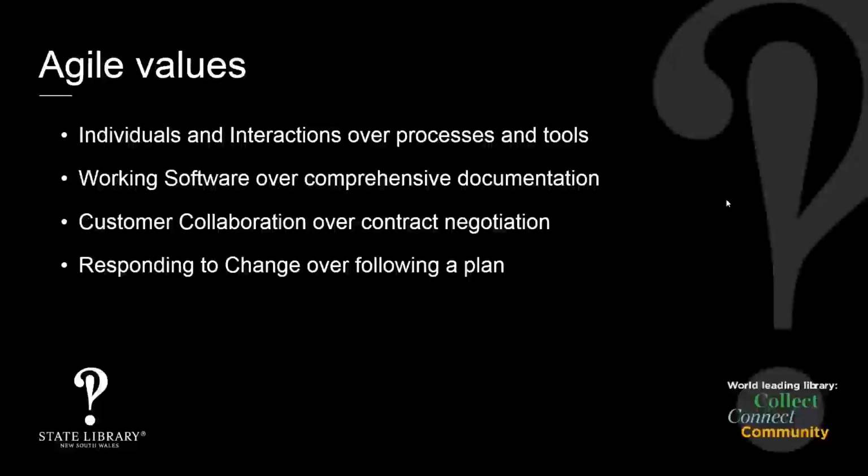Some values for Agile: individuals and interactions are preferred over processes and tools. You still use processes and tools, but the emphasis is more on the individuals and interactions, and face-to-face communication is really encouraged. It focuses on working software over comprehensive documentation. We have a project management framework at our library, which is based off Prince 2, and it's very documentation heavy. Still trying to work out how we fit agile software development into that. But agile is really about working software being the main focus. You still have documentation, of course, but the aim isn't to write documentation. The aim is to develop working software.